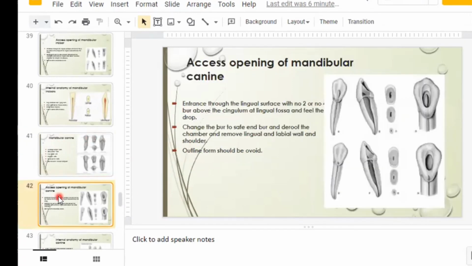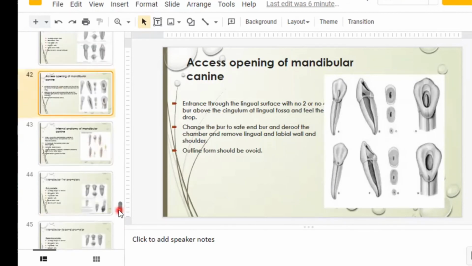Again, the lateral canal will also have an extra canal. If it is there, it is present at the cingulum. That is the reason our cingulum extension should be a little bit more. So when you start your access cavity preparation, you have to start at a 45-degree angulation from the start.